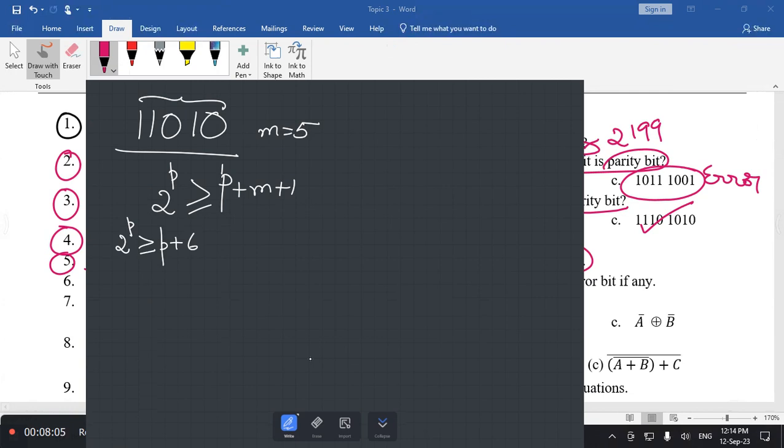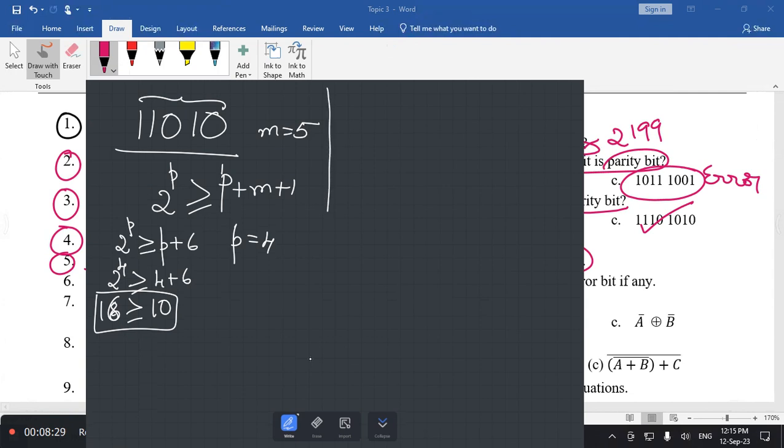So what you do is 2 to the power of 4 greater than or equal to 4 plus 6. That is your 16. 16 is greater than or equal to 10. So this satisfies. Since it satisfies, what is p now? What is the length of p? 4. This is done.